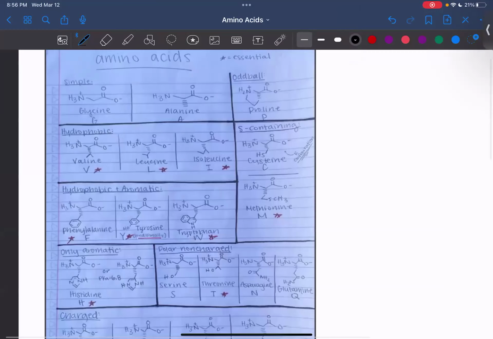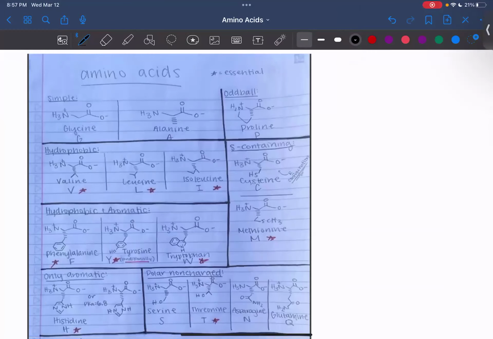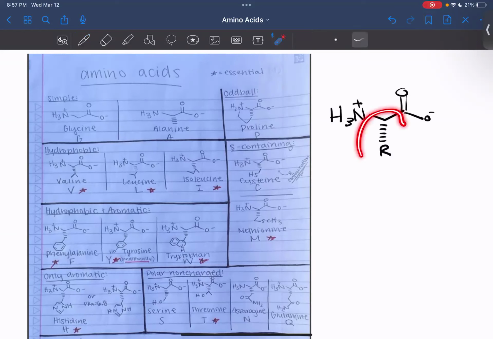First and foremost, you need to have all of your amino acids memorized. That means you should be able to draw the basic structure of an amino acid like this, and you should be able to fill in the side chain. The only one that doesn't have a side chain, as you can see here, is glycine. It's just two hydrogens there. So let's look at the basic structure of an amino acid.